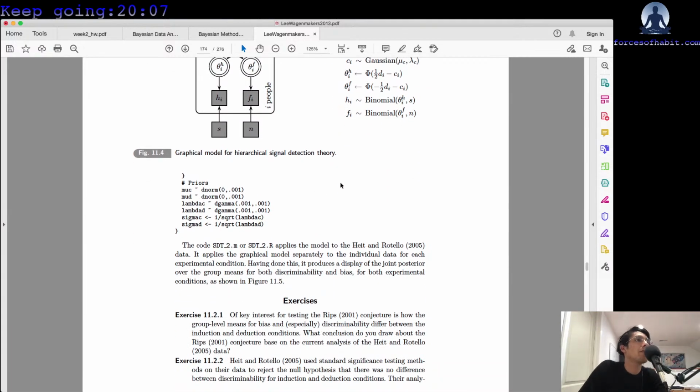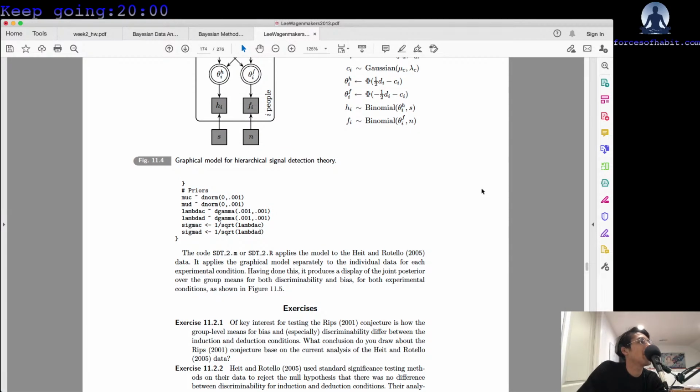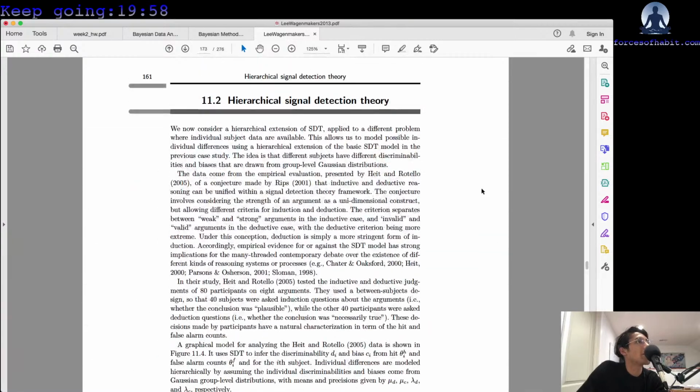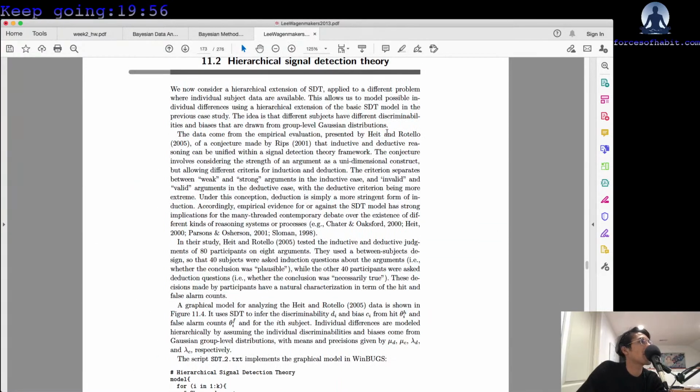So let's open this script, or we got a couple. We don't have that much time. Let me read over some of the rationale then. Apply to a different problem where individual subject data is. And that was another thing. We didn't have individual subject data before. So this allows us to do hierarchical extension. Subjects have different discriminabilities and are drawn from a Gaussian level.